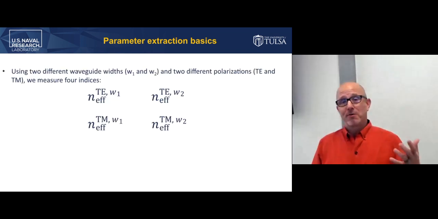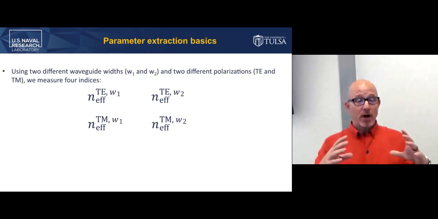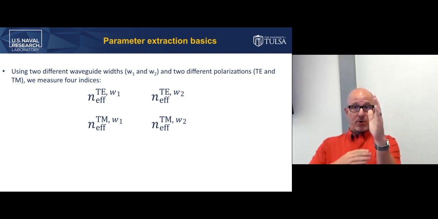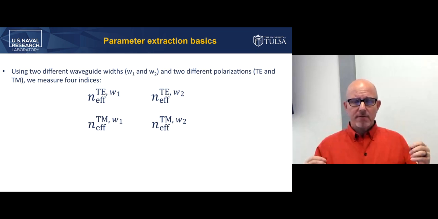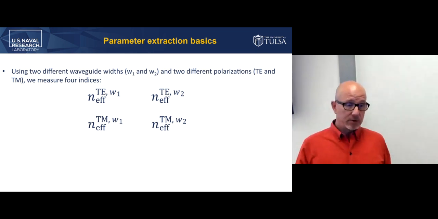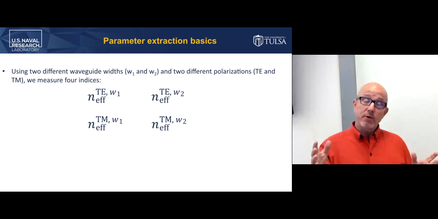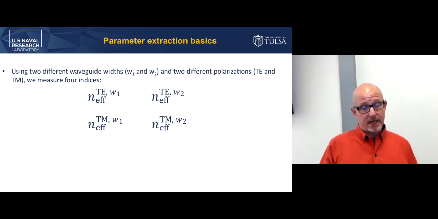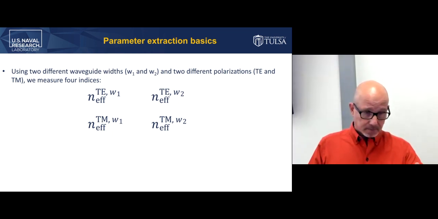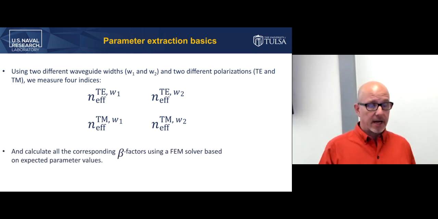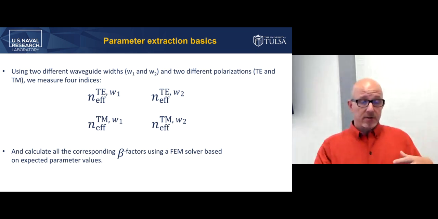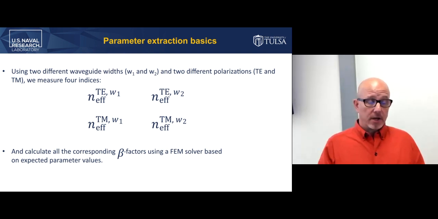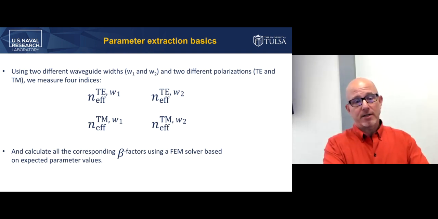Okay, so we solve that issue by measuring the same waveguide with both TM polarization and TE polarization. Because they're asymmetric waveguides, they give different effective indices for those two different polarizations. Then we choose two different widths and then measure the same TE and TM. So we do these 4 measurements, okay, then jump into the FEM solver again and calculate all the corresponding beta factors. They're going to be different for each one of these 4 waveguide structures.